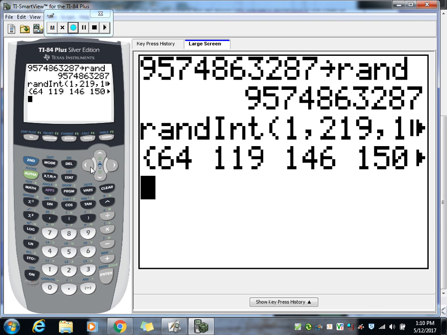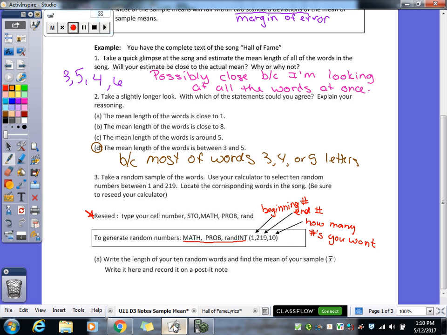So these are my 10 random digits. So what I'm going to do is I'm going to go to word number 64 in the song, and that's 3 letters long. So I'm going to write down my 3.